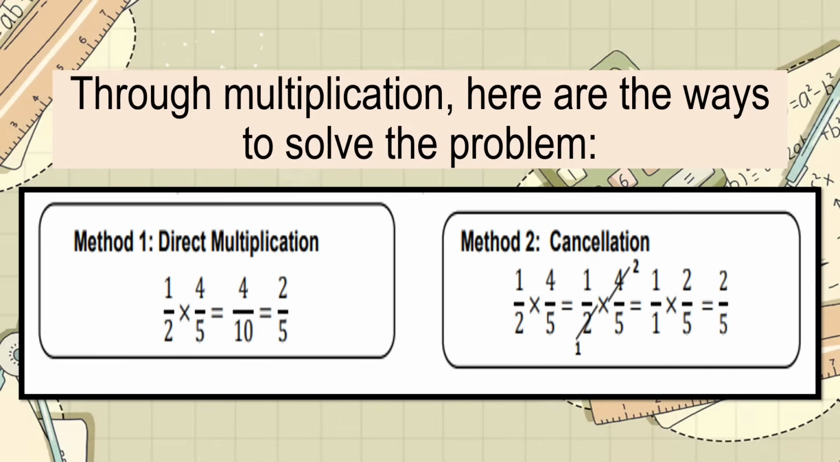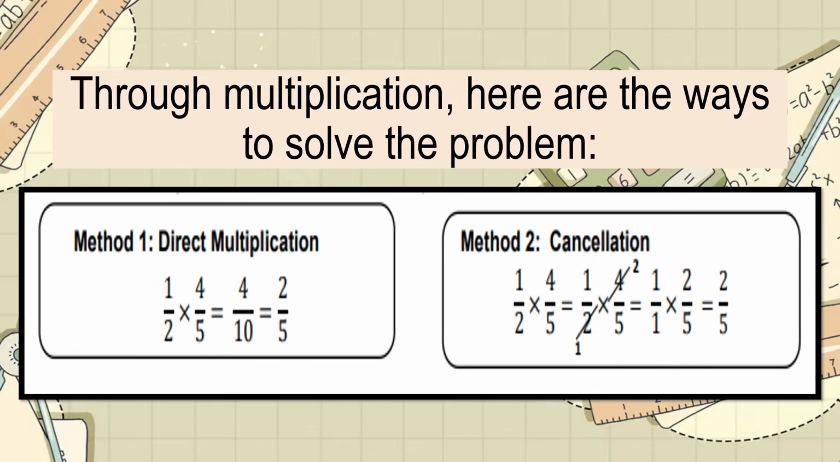Through multiplication, there are ways to solve the problem. Method 1 is by using direct multiplication. 1/2 times 4 over 5. We multiply directly. 1 times 4 is 4, then 2 times 5 is 10. So 4 over 10 is the answer. And then we're going to simplify. Divide both by 2, which is their GCF. 4 divided by 2 is 2, and 10 divided by 2 is 5.